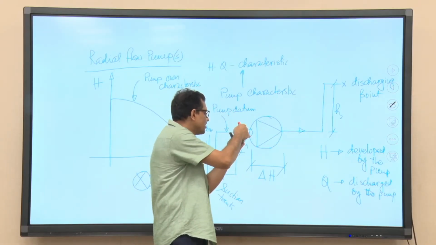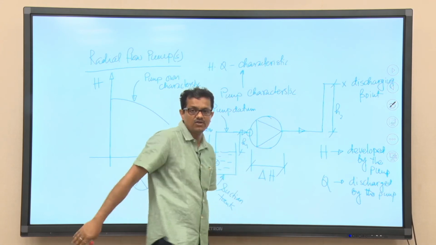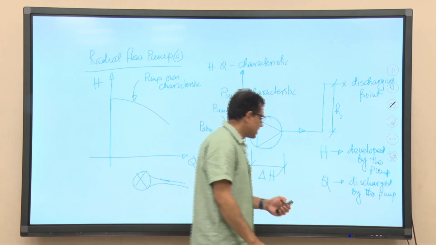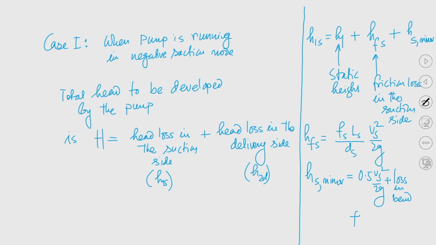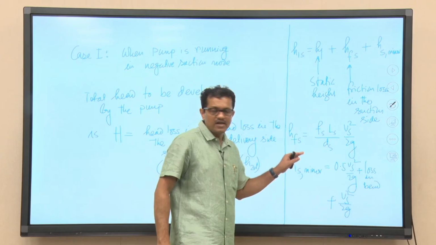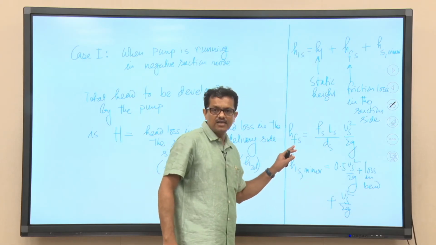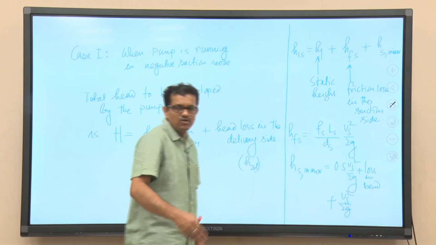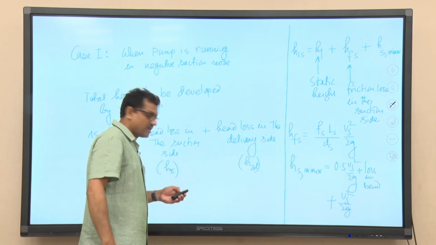The moment liquid enters the pump impeller, there will be a loss due to sudden expansion, and that is Vs square by 2g. Basically, you have studied this in the fluid mechanics course. I am not going to discuss all those aspects, but you can easily get it from any good undergraduate textbook on fluid mechanics.